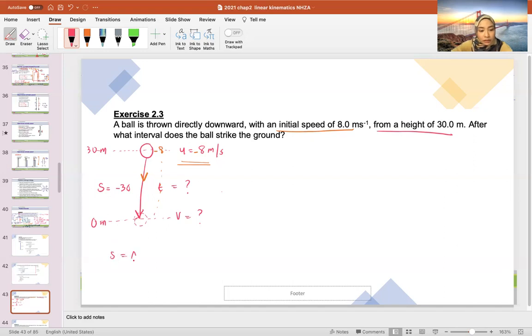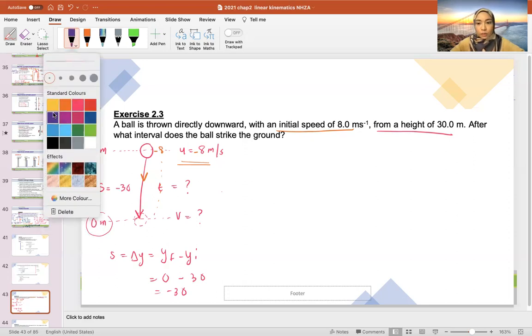Why? S is delta Y. And this is Y final minus Y initial. Y final is 0. This is where the ball ends. 0 minus, this is where the ball started. Minus 30. So it's minus 30. So S equals to minus 30. Right. Alright, so let's use the equation.